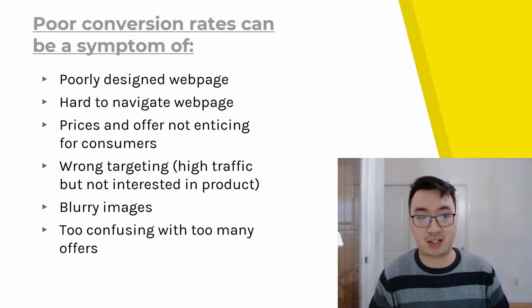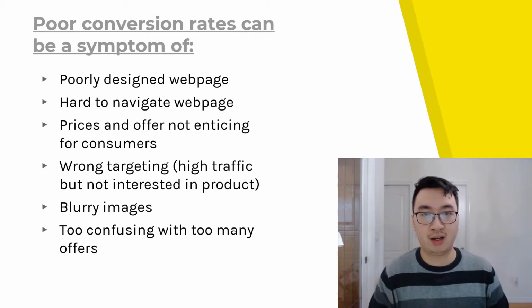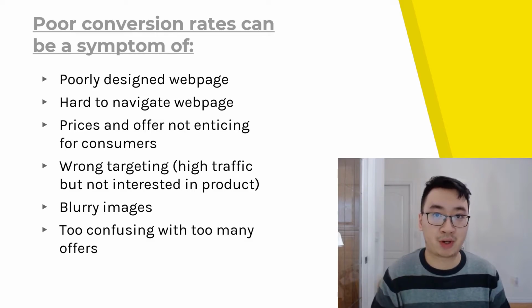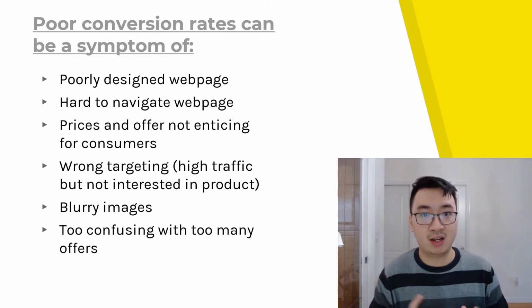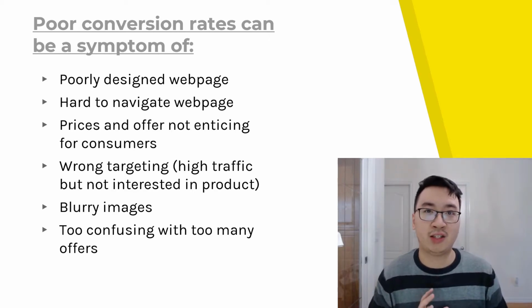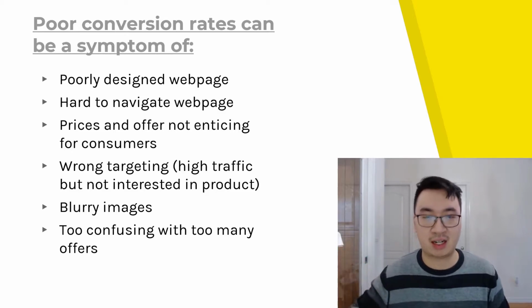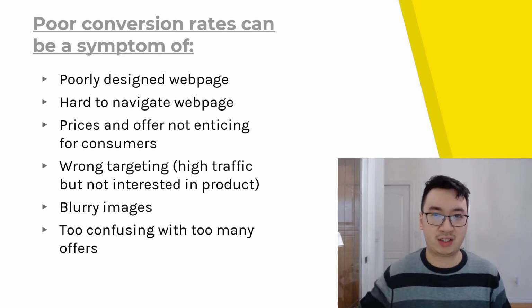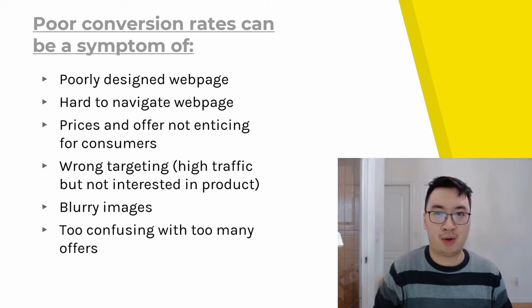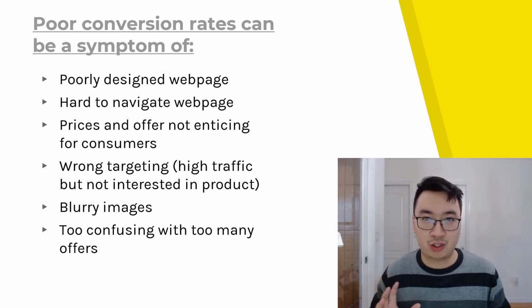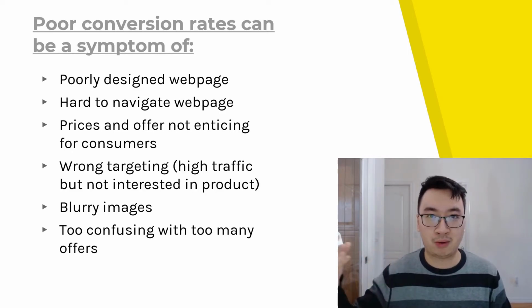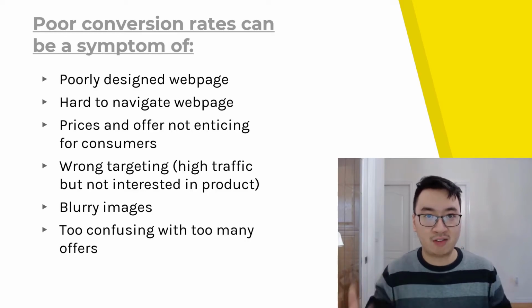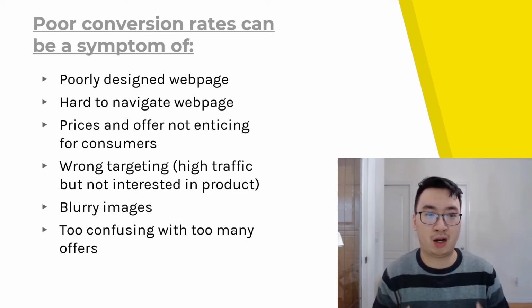Another big reason is that you have the wrong targeting. So maybe you've done some Facebook ads or some Instagram ads, and you filtered it down to some individuals that you think would be likely to buy your product. And you get about 10,000, 100,000 visits. But apparently, what happens is that you chose the wrong filters. These people don't want to buy your products. So you have a lot of visitors, but it's just the wrong people.